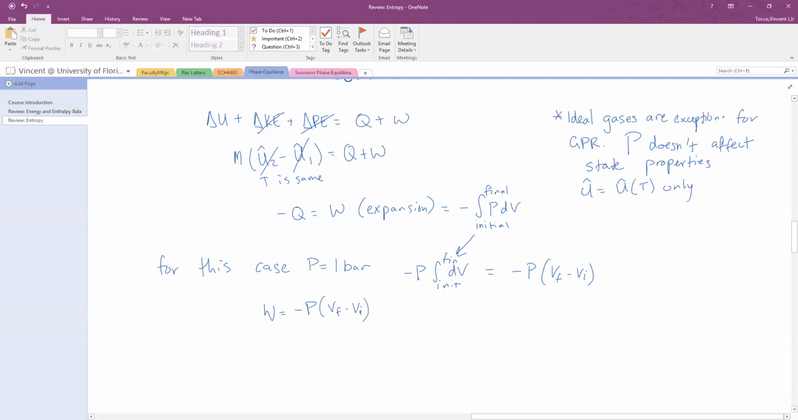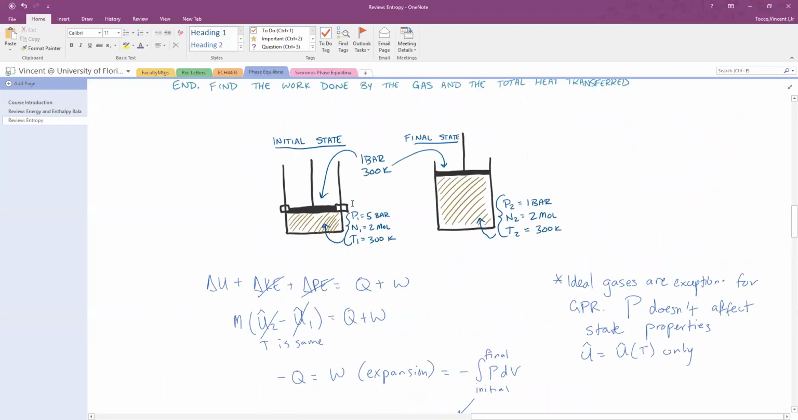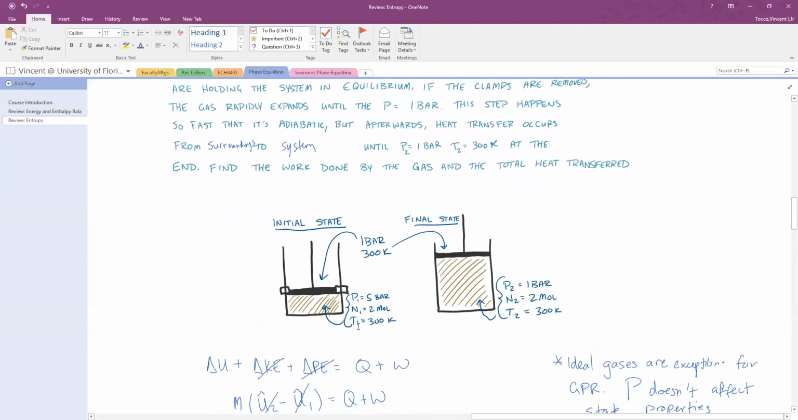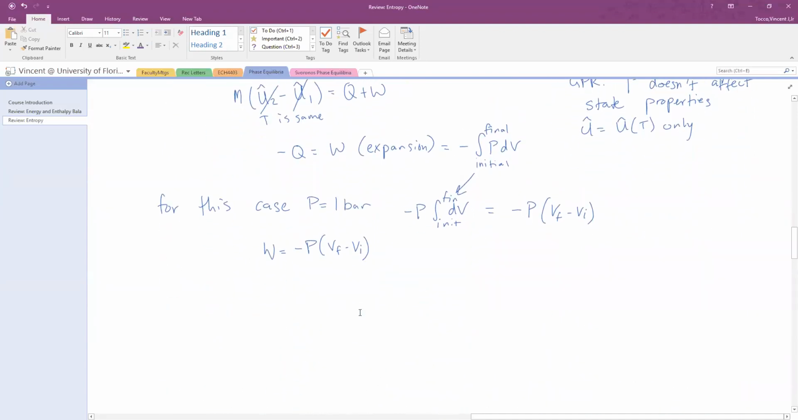And in the problem statement, they don't give us what V final and V initial are, but we do have P, N, and T, and we have the crucial assumption that we have an ideal gas. So anytime you have 3 out of those 4 variables, you can simply solve for the other one. So I'm going to solve for V final and V initial. So I'm going to say that work is equal to minus 1 bar times V final, which is N2RT2. Sorry, I'm mixing up my notation here. If I want to be consistent, I should say this is V2 and this is V1, or I could say final moles, final temperature, but you get the idea.